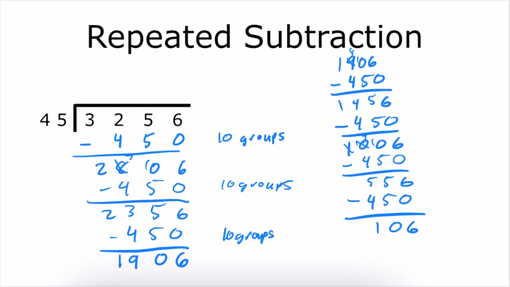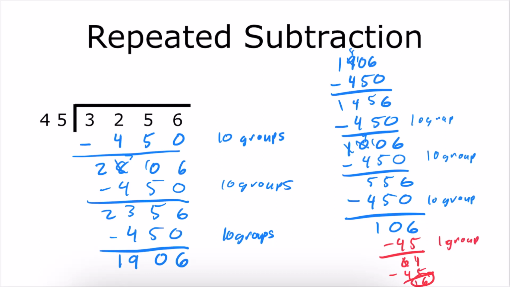Now at this point, I can't subtract any more groups of 10 45s, because 10 groups of 45 requires 450, and 106 is less than that. But now I can subtract in increments of 45. So I can subtract 45, and that gives me 1 and 6. That is enough to subtract 45 again, and that gives me 6 and 1. And now at 16, I can't make a group of 45 out of 16. And so that's going to be my remainder.